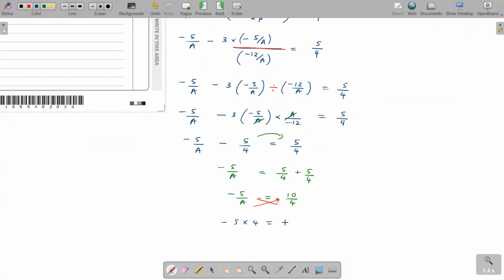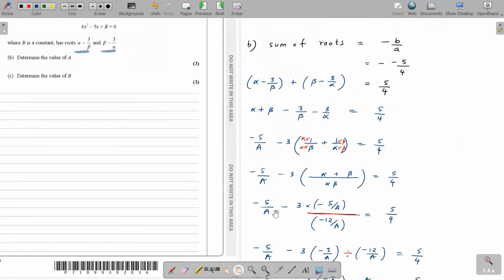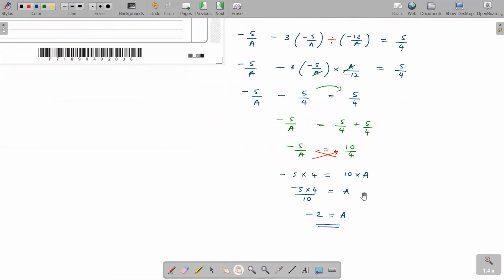Minus 5 into 4 equals 10 into A, which means A is minus 5 into 4 over 10. How much is it? Minus 40 divided by 10 is minus 2. So A is minus 2. This is the answer for part B, right? Yeah, this is the answer for part B. This is clear with you all? Capital A is minus 2. Okay, and then I'll go to part C.